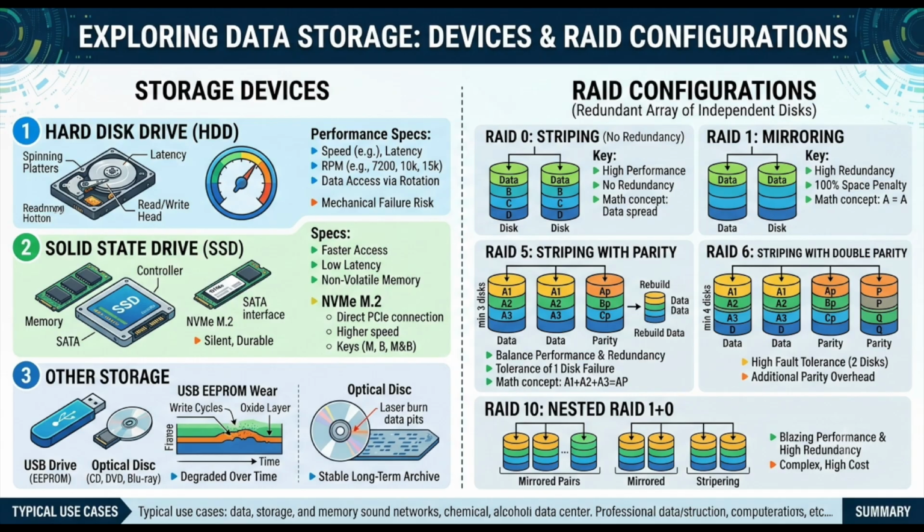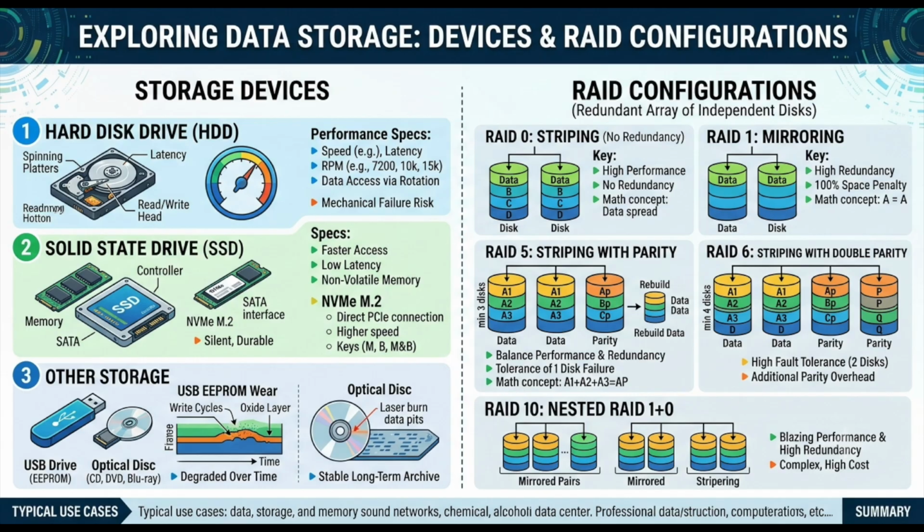If we connect this to the bigger picture, this parity calculation is sheer genius. It's the mathematical magic we teased earlier. It relies on a logic operation called XOR. To visualize how it rebuilds missing data out of thin air, imagine a simple addition equation: A plus B equals C.